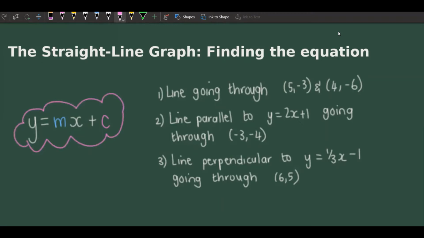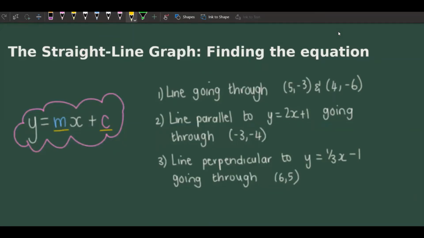So over here again is a reminder of the general formula for a straight line graph. For us to have the equation, we need two things, and if we have these two things, then we know the equation. The first one is the gradient, the m, and the second one is the y-intercept, c. So if we have those two bits of information, then we know the equation of the line.